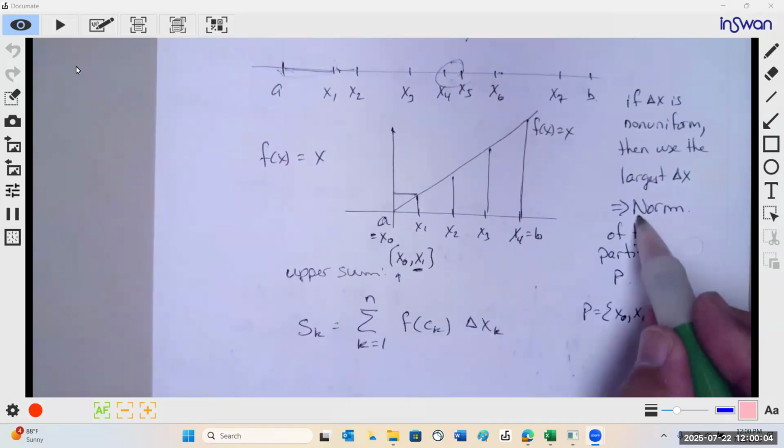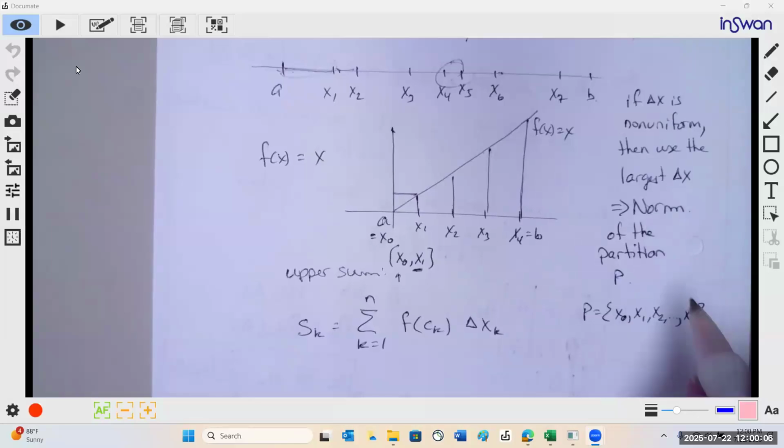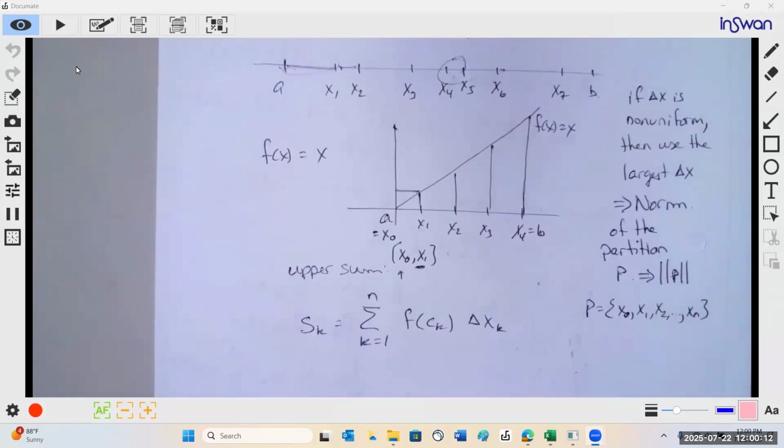Now, how do we represent the norm? We represent it like this. Whenever you see the double absolute value bars around the P, that means it's the norm of P. It takes the largest value of that list of intervals.